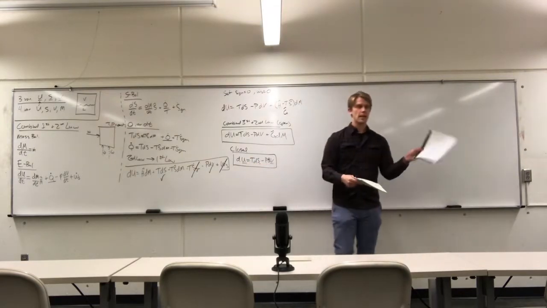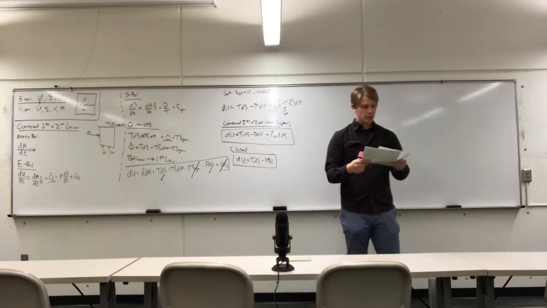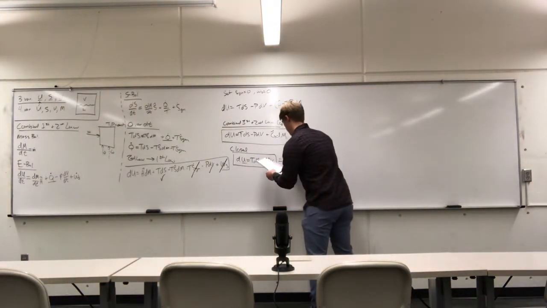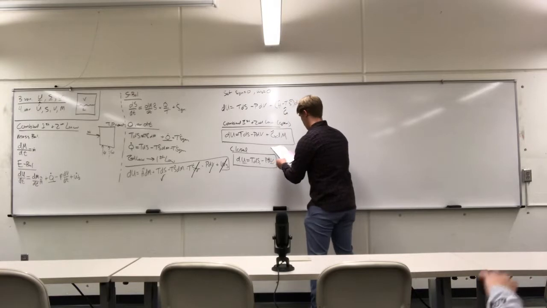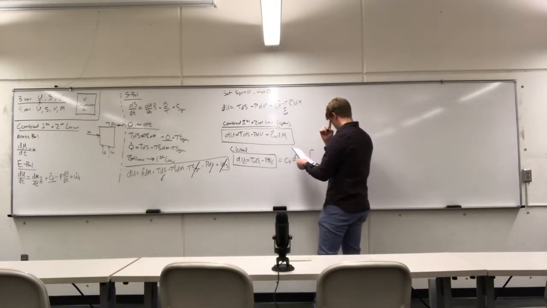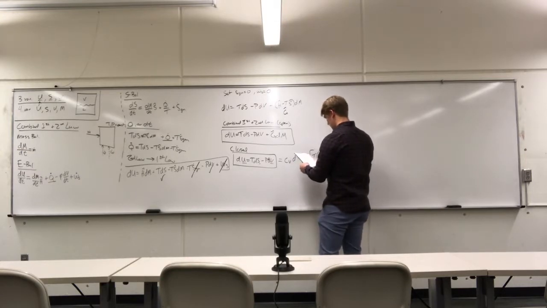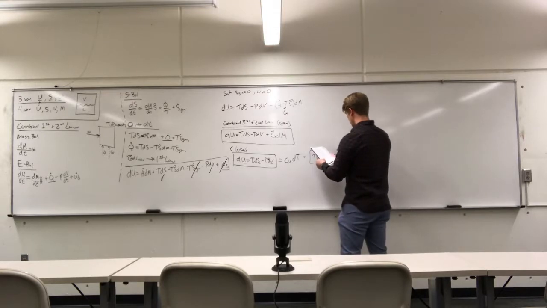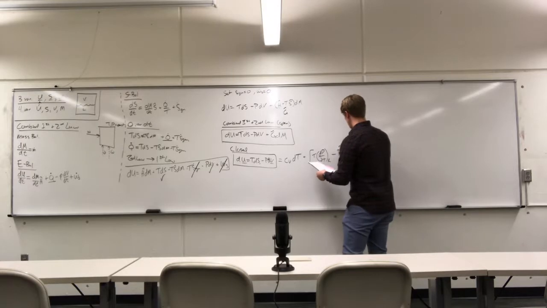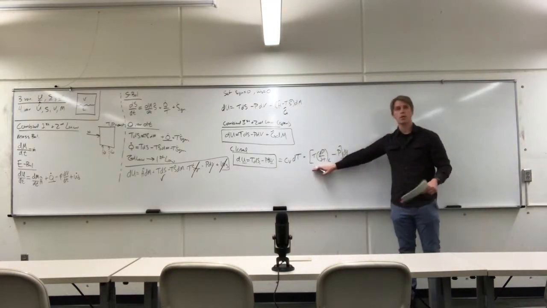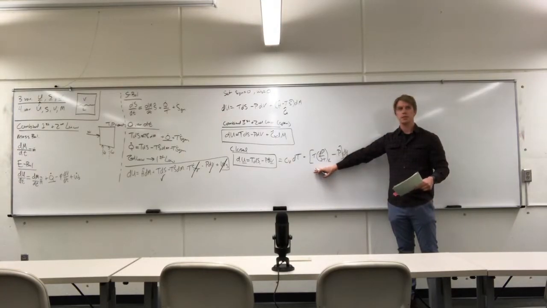So if you also look at this handout that I printed out, you'll see that this is also equal to CV dT plus a big, long, fancy expression. This is what we're going to do right now. We're going to show where this comes from. How do we get this expression?